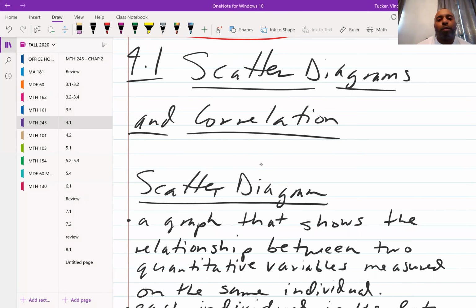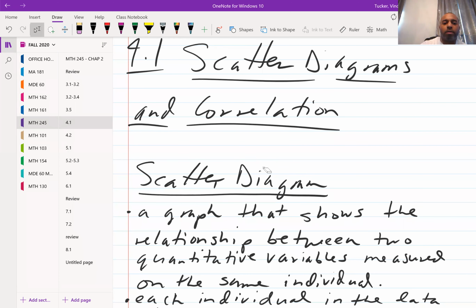All right, so 4.1, scatter diagrams and correlation. Especially this first section, there's a lot of writing just setting the foundation, making sure we understand what a scatter diagram is, correlation, and all the good stuff like that. So just to give you a heads up as to how this section is set up.